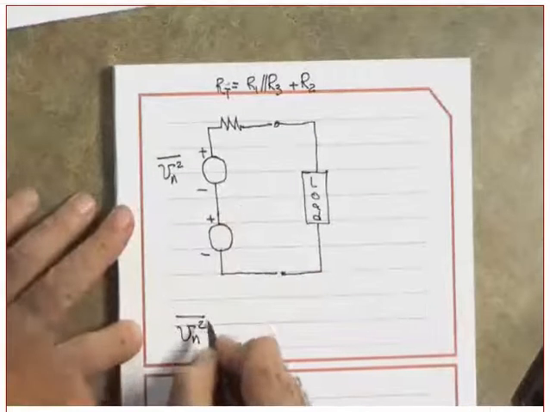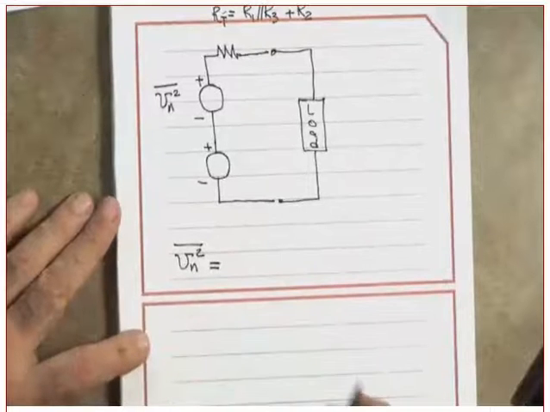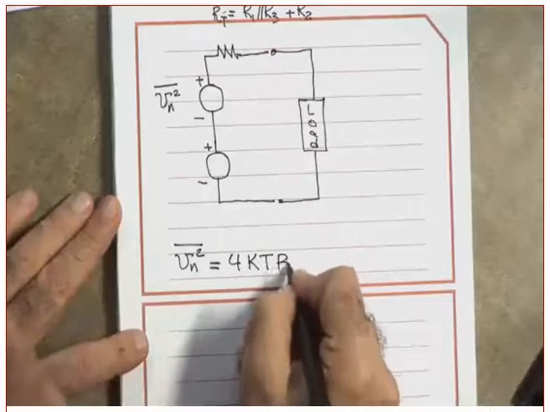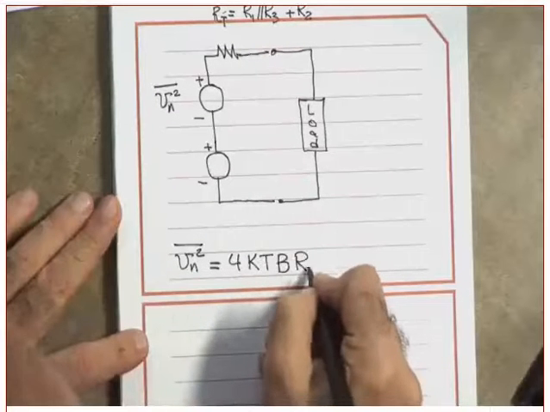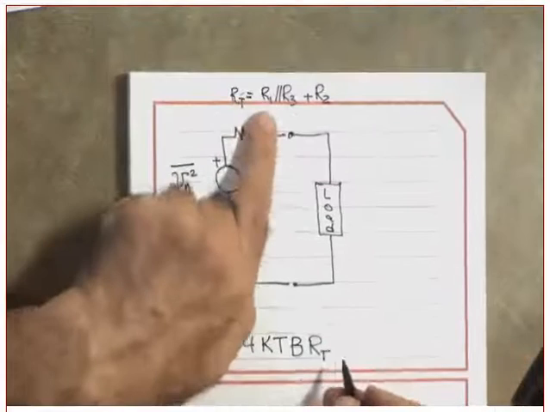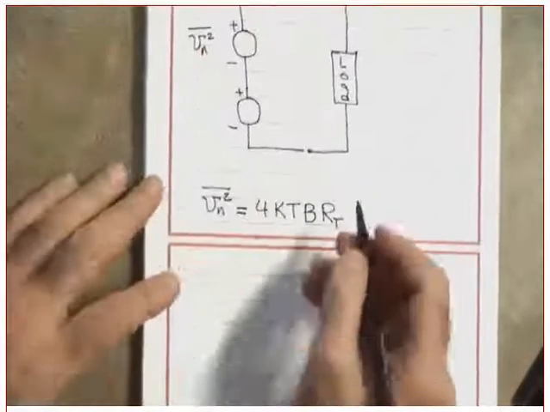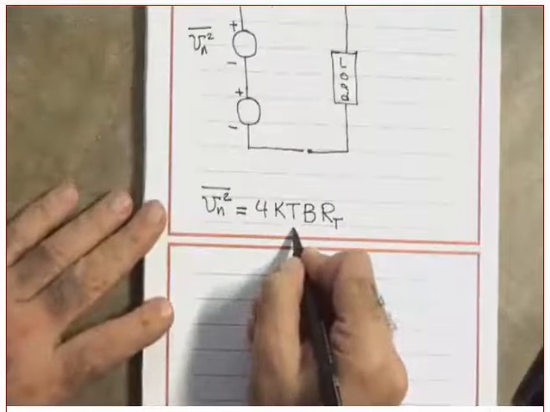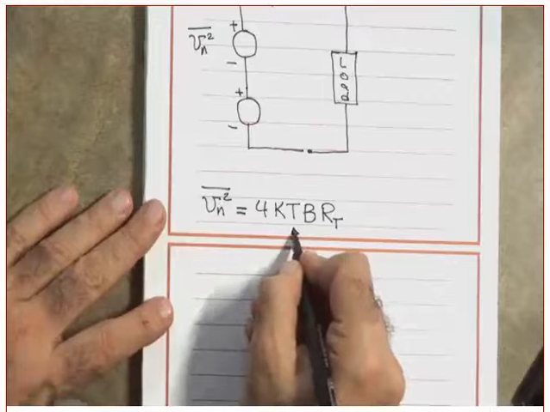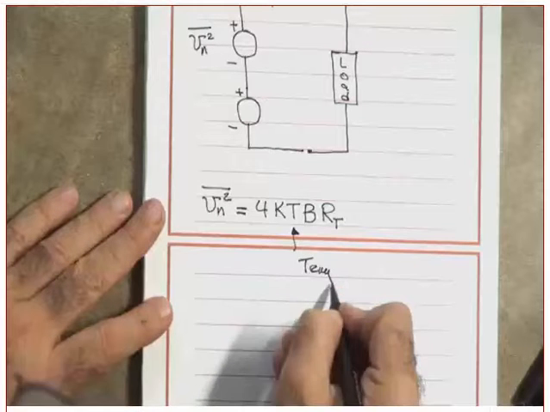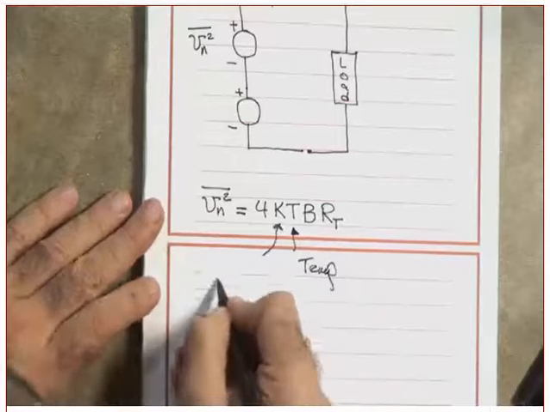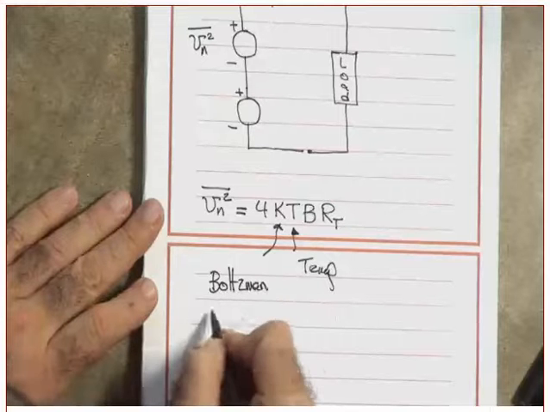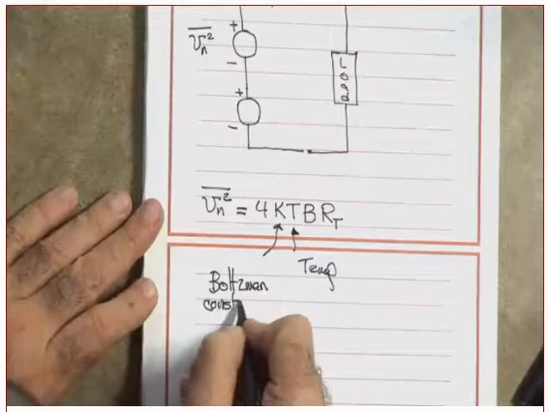So what is Vn? It's the square root of 4KTBRT, where RT is this equivalent resistance. And what is the K? By the way, what is the T? Temperature. And the K is Boltzmann's constant.